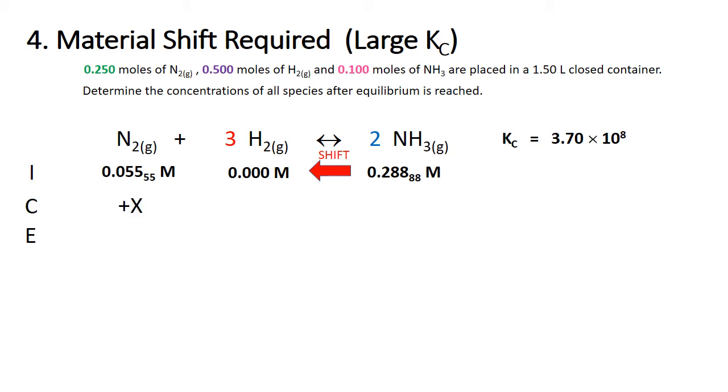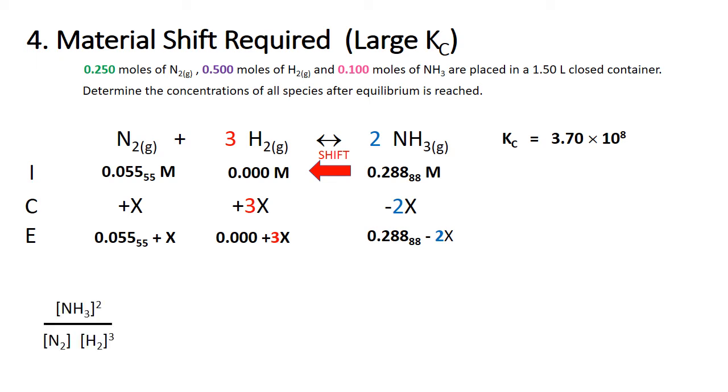Why? We know that as this reaction shifts to the left, some amount, X, of N2 is going to be produced. Some amount, 3X, of hydrogen is going to be produced to bring that level up from 0 to some non-zero amount. And these two reactants will be formed at the expense of the NH3, the product, and it'll go down by an amount of 2X. We can combine these changes with the initial concentrations: 0.055 plus X for nitrogen, 3X for hydrogen, and 0.288 minus 2X for NH3. These are the equilibrium concentrations that we have to work with.